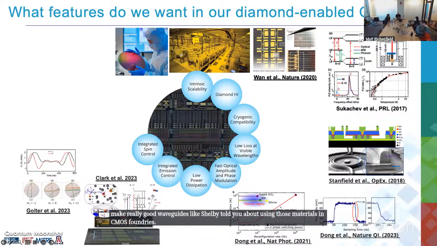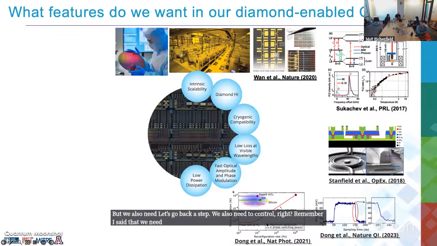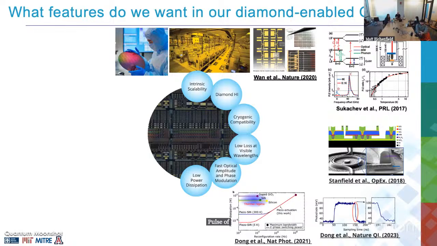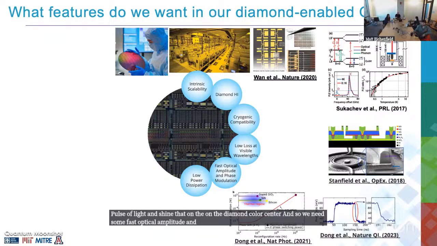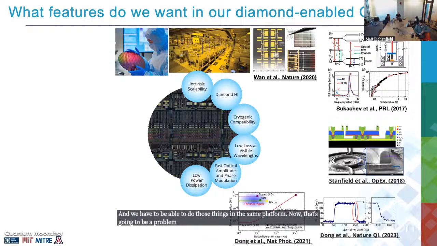But I should go back a step. We also need to control, remember I said that we need to create a pulse of light. We can't just shine the laser on the color center forever. We have to create a very precise pulse of light and shine that on the diamond color center. And so we need fast optical amplitude and phase modulation, meaning that we can turn the laser power on and off, we can control its phase, and we have to be able to do those things in this same platform.